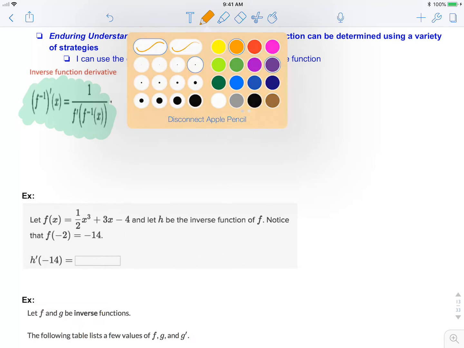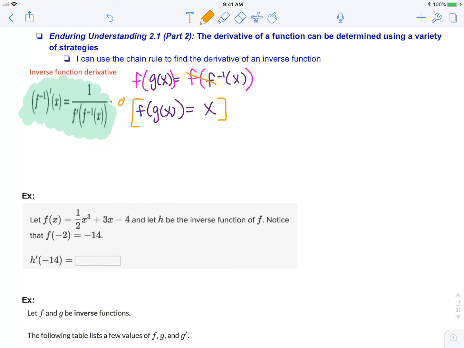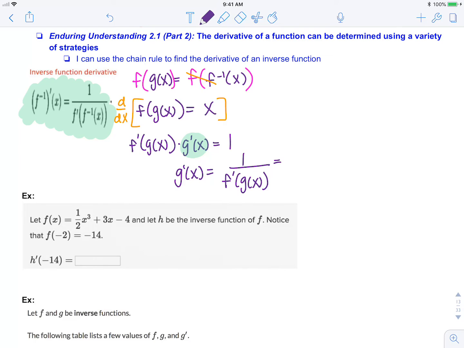So now what we're going to do in the next step is take the derivative with respect to x of this statement. So this is composition. So it's f prime of g of x times g prime of x, chain rule, equals 1. So remember, g prime of x was our inverse. So if I'm isolating for that, g prime of x equals 1 over f prime of g of x, which is the same as 1 over f prime of f inverse of x.